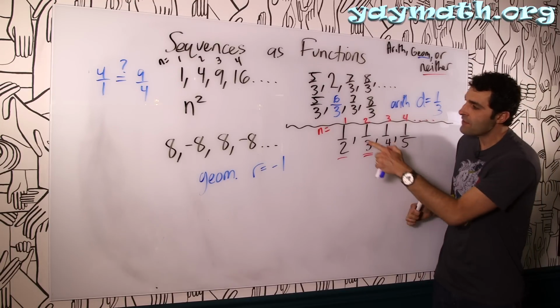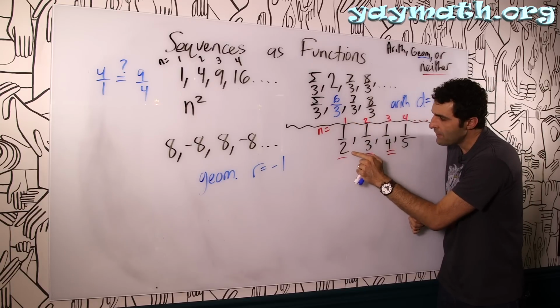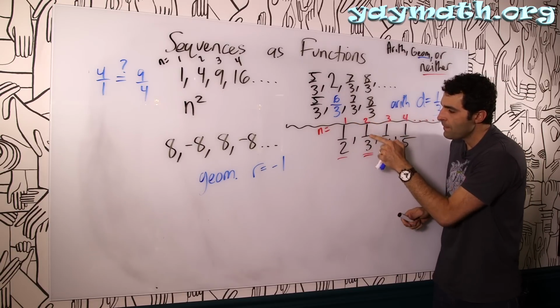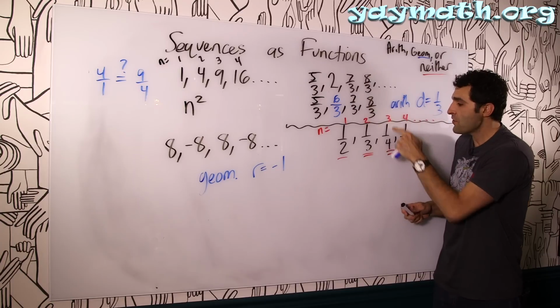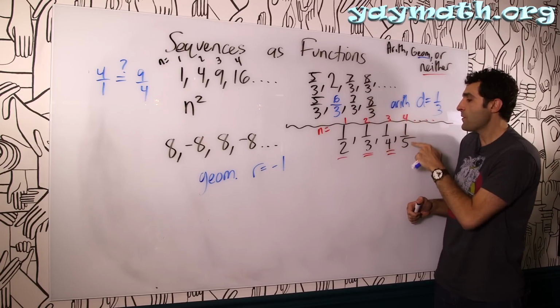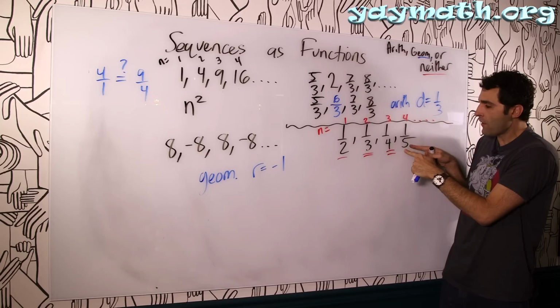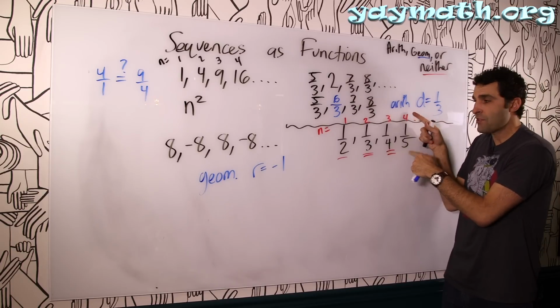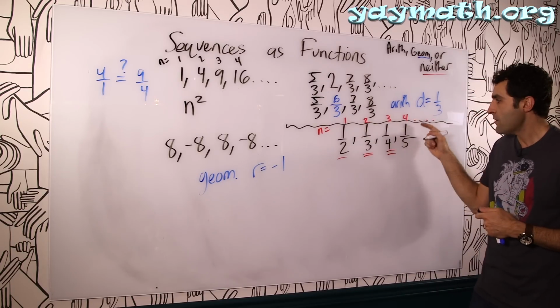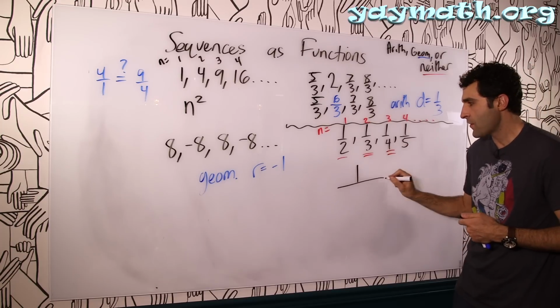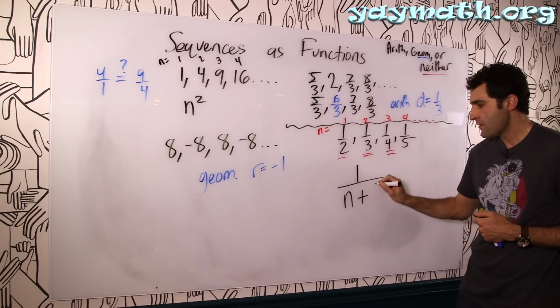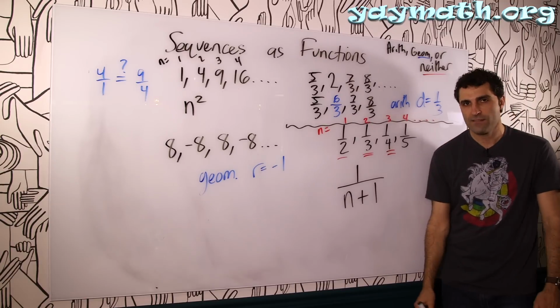So let's find the pattern. The first term has a 2 down here. The second term has a 3 down here. The third term, 4. The fourth term, 5. So this is always 1 more than the number term that you're on. And this is always 1 upstairs. This is 1 over n plus 1. That's all it is.